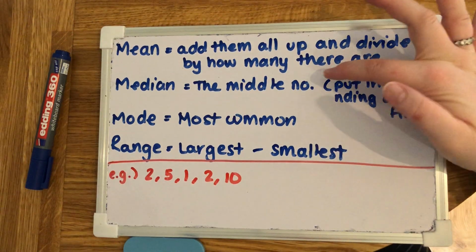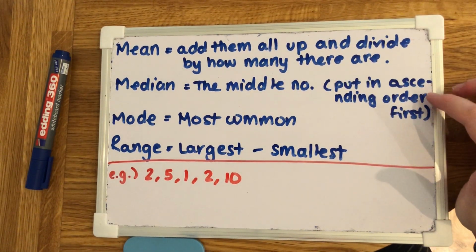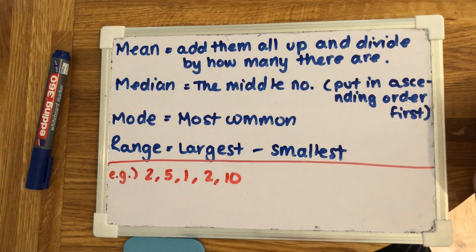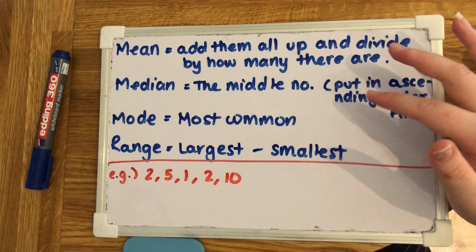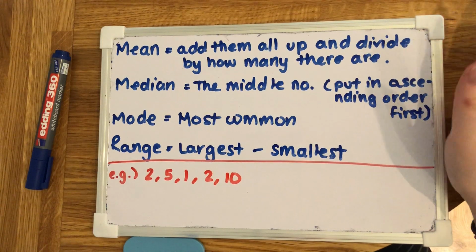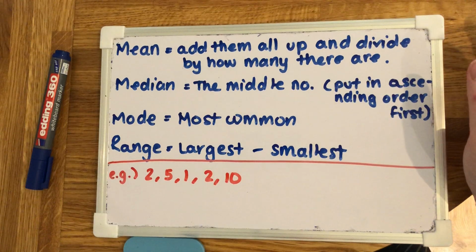Okay, the median is the middle number, but we do need to put them into ascending order first. So ascending means that you start with the smallest and then you go up to the biggest. The mode is the most common. Now, if there isn't one, you would just write no mode. Okay, so if there isn't a number that appears twice or 3 times, then you just leave it. And there are sometimes more than one mode.